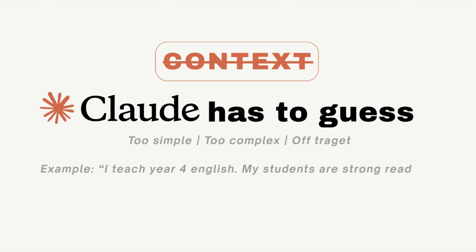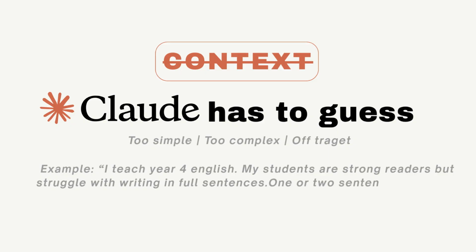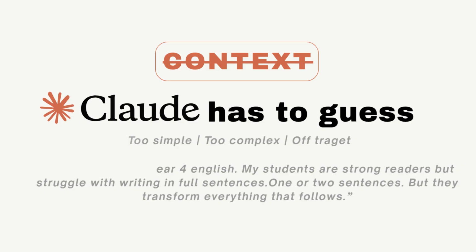My students are strong readers but struggle with writing in full sentences. 1 or 2 sentences explaining the context, but they transform everything that follows. That's what I mean with the context. That's C1. The second C is about the content.